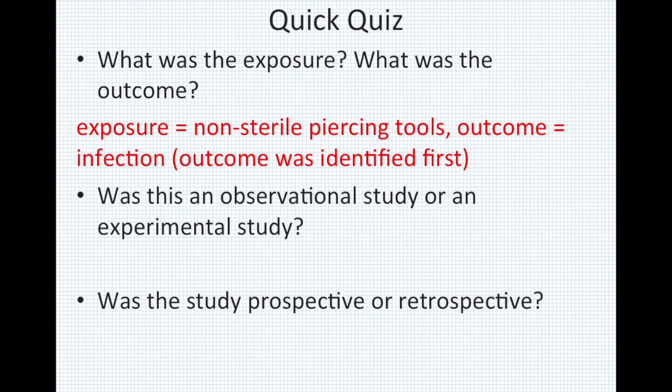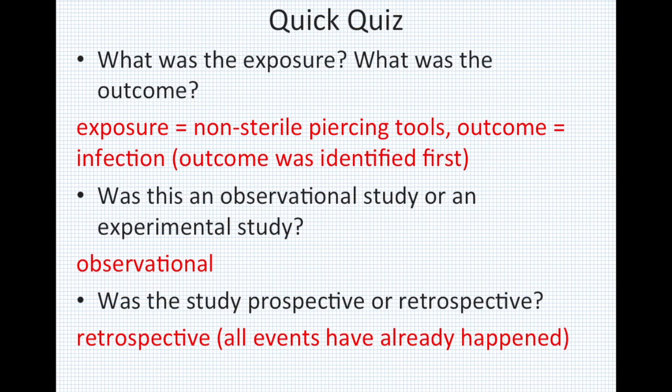Next question, was this an observational study or an experimental study? This was just an observational study because the epidemiologist didn't have any sort of intervention. And was the study prospective or retrospective? It was retrospective because all events, including the piercing and the infection, had already happened at the start of the study.